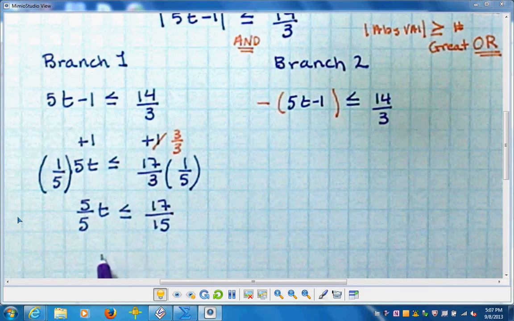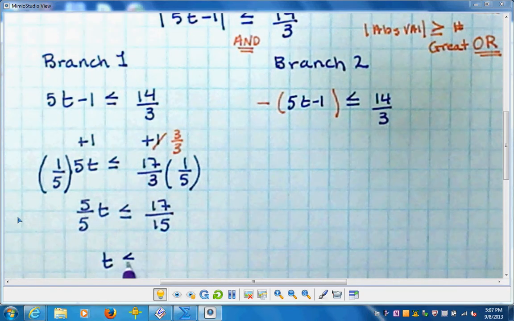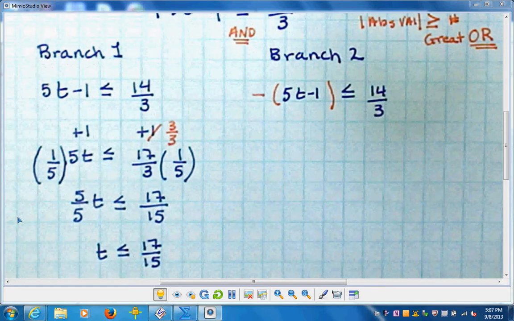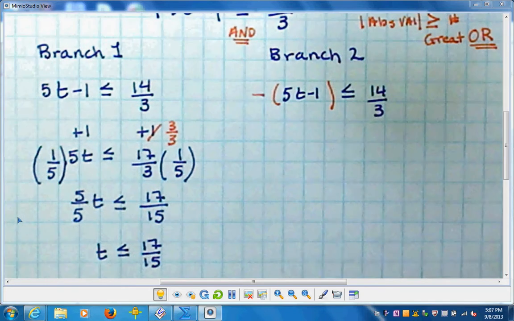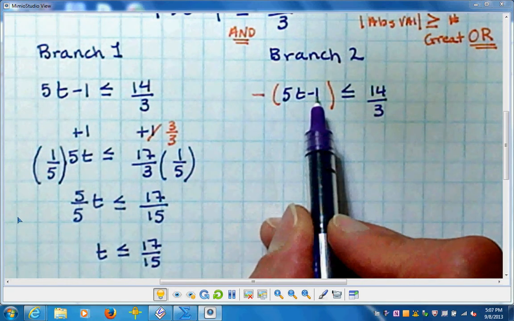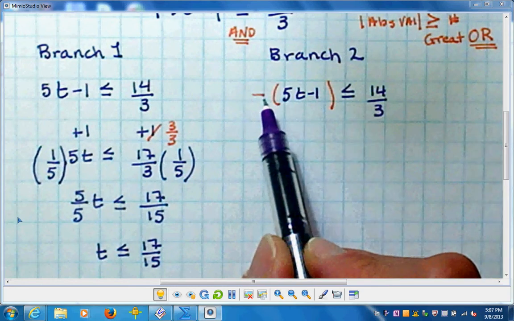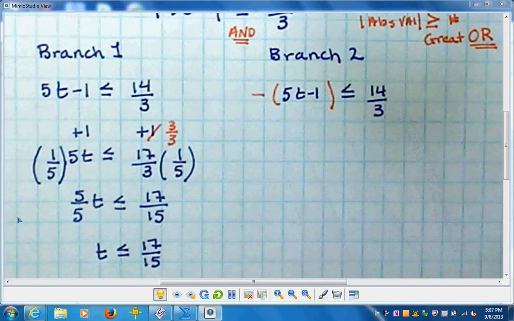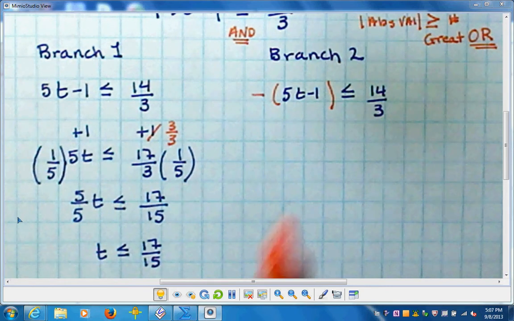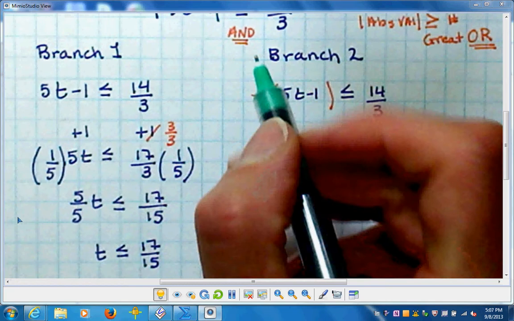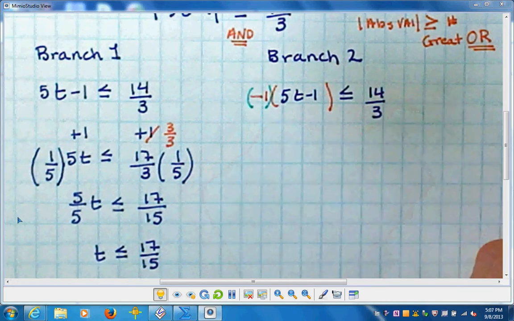So that means t is less than or equal to 17/15, which is just a little bit bigger than 1. Now for branch 2, I could distribute that negative in, or I could multiply by a -1 to both sides. I'm going to multiply by the -1 on both sides, because this is a skill that if you start learning now will help you when we get to more complicated problems.